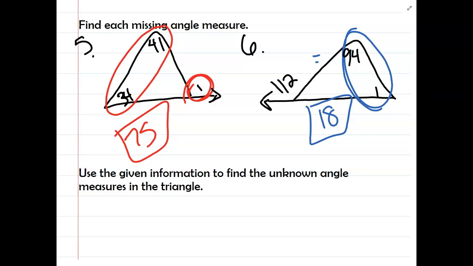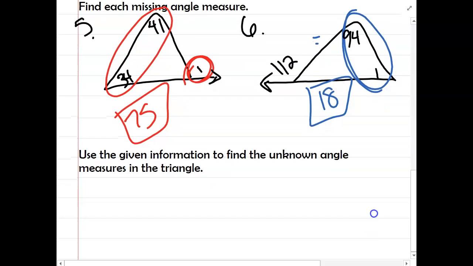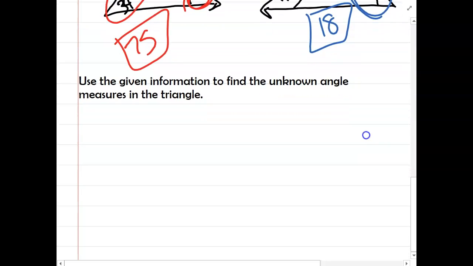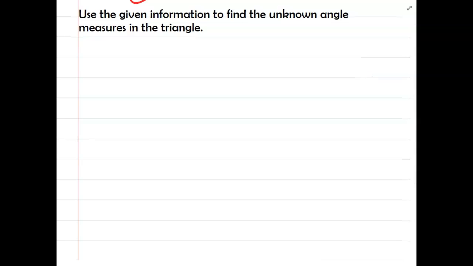Okay, questions on any of this so far? Okay, I got one more for you. And this one's going to seem kind of funky and kind of different, but your homework problems are going to be worded almost the exact same. So we want to use the given information to find the unknown angle measures in the triangle. So number 7, it's going to read like this.